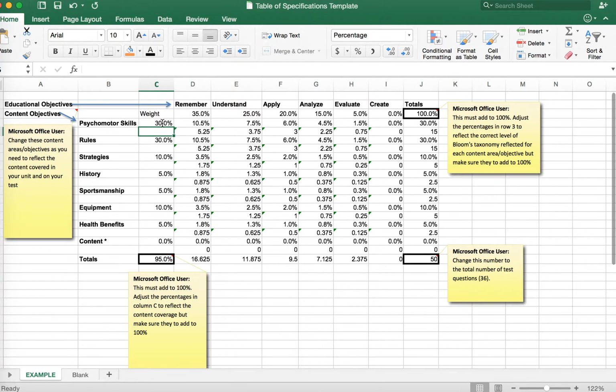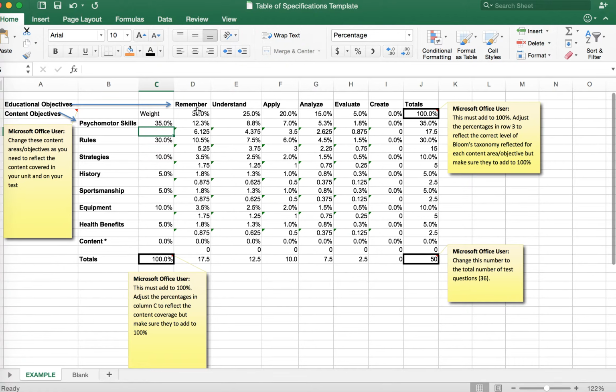So you see I just changed that there. It changes from 100 to 95. If I change it back to 35%, then it changes. Now, this is Bloom's taxonomy categories, and we have decided that we want 35% of remember, 25% understand, 20% apply, 15% analyze, and 5% evaluate.